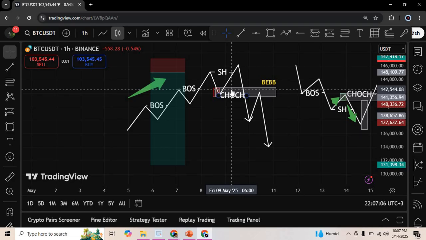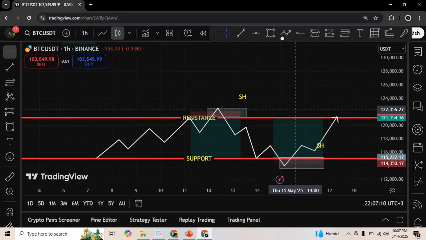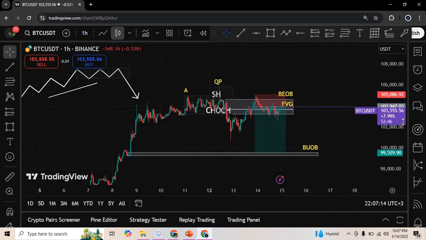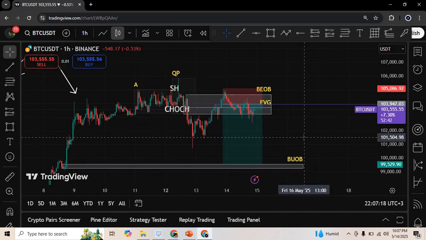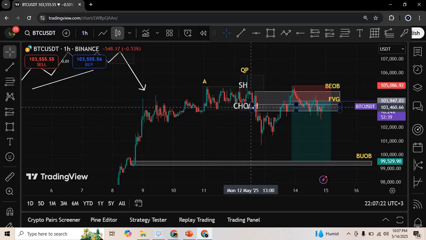Short positions. Yes, short position. Remember, a short position means they are selling and a long position means you're buying. Just in case you don't get that part, a long position means you're buying, a short position means you're selling. So coming back to this, we have identified this is a bearish Quasimodo.